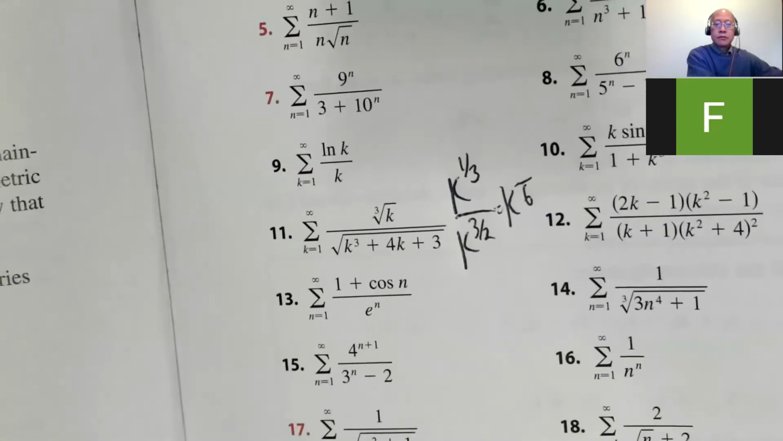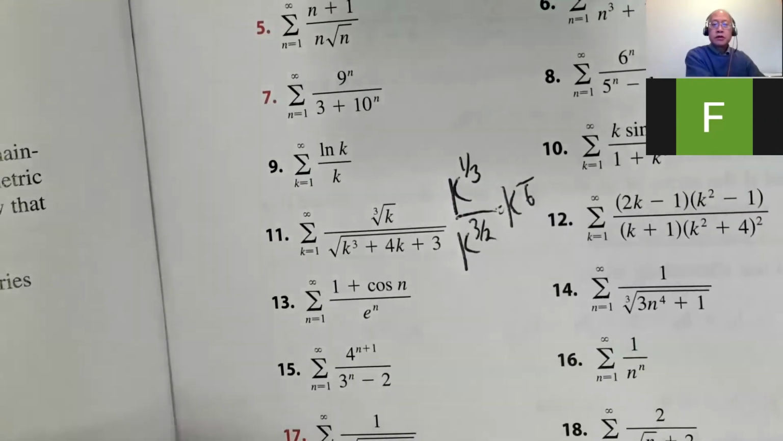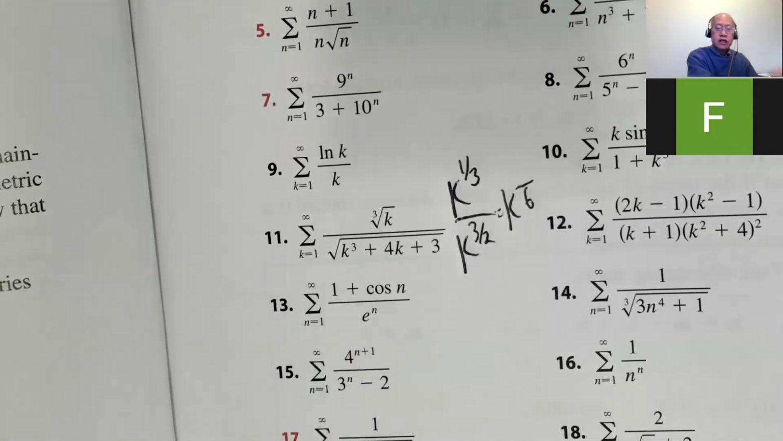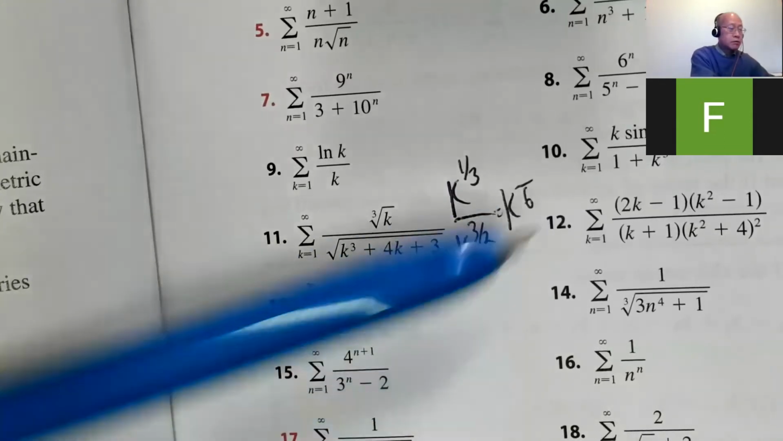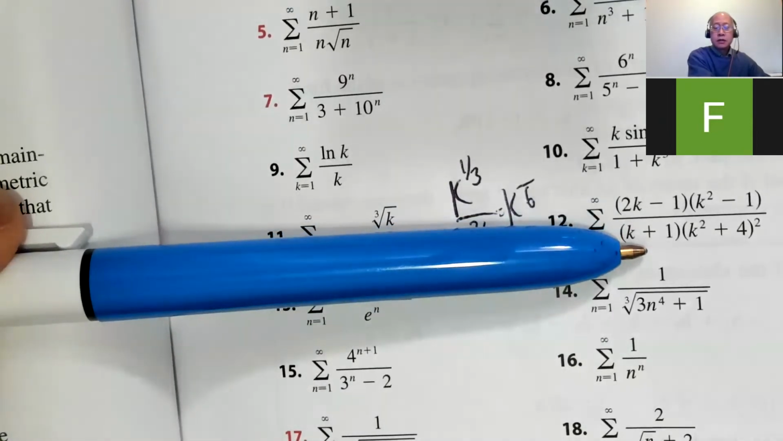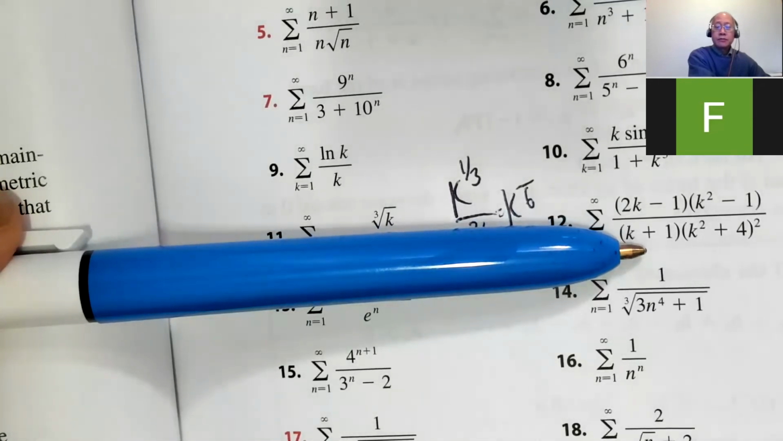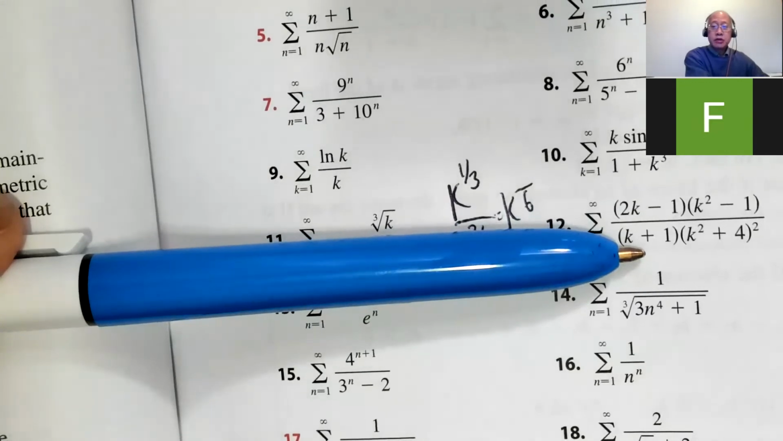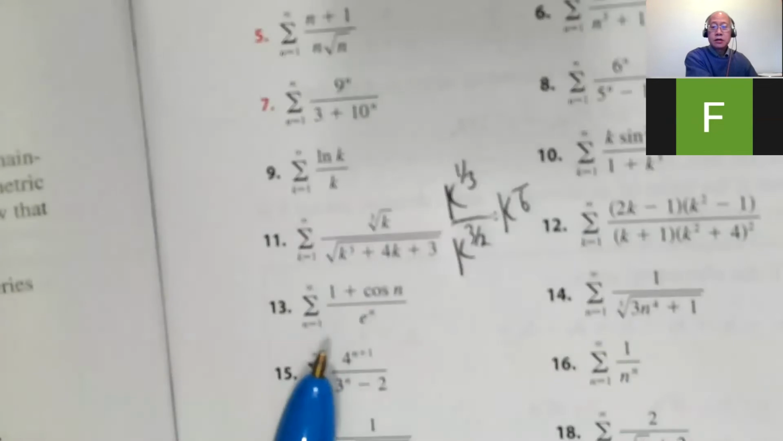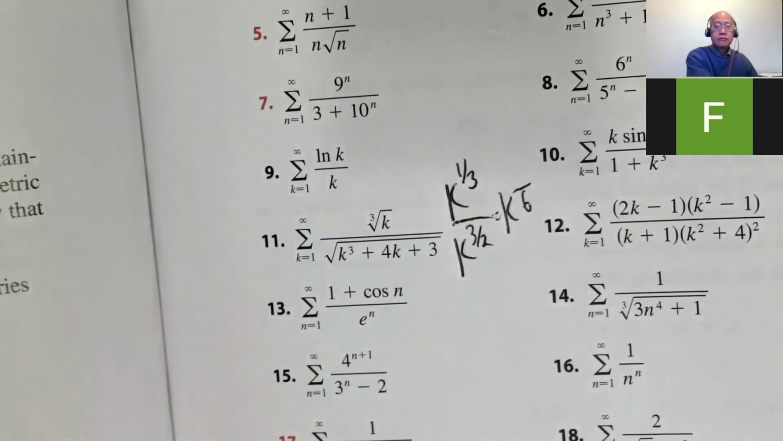13. 1 plus cosine n over e to the n. Okay, the strategy for 13 is kind of like what we did before. Just look at the e to the n. You'd have 1 over e squared, 1 over e cubed, 1 over e to the 4th. Okay, that's a convergent geometric series. Common ratio is 1 over e.